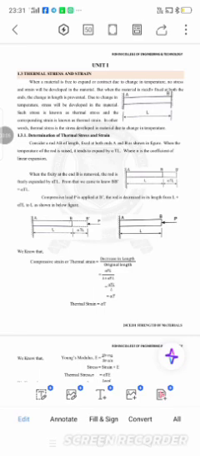The first unit, the important topic is thermal stresses and strain. When a material is free to expand or contract due to the change in temperature, no stress and strain will be developed in the material. But when the material is rigidly fixed at both ends, the change in length is prevented. Due to changing the temperature, stress will be developed in the material.